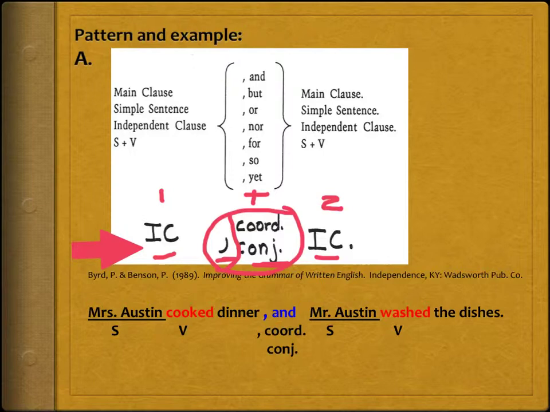Let's take a look at the example down here now. Okay. Mrs. Austen cooked dinner, and Mr. Austen washed the dishes. Here is our first independent clause. Mrs. Austen cooked dinner. We've got one subject and one verb. Then we have our glue. Here's our glue, the comma, and the coordinating conjunction. And then we have the second independent clause, subject and verb. Mr. Austen washed the dishes. So this is one pattern for a compound sentence.